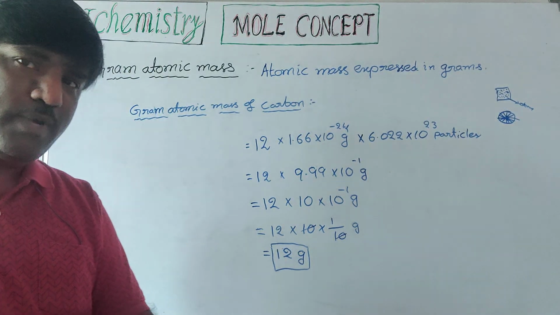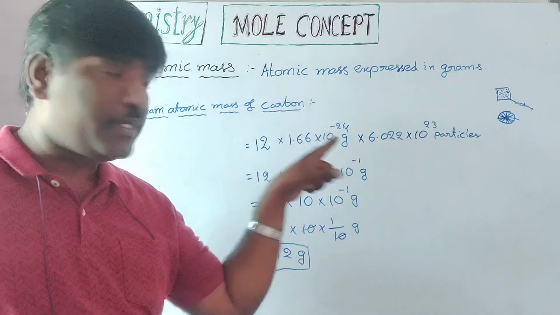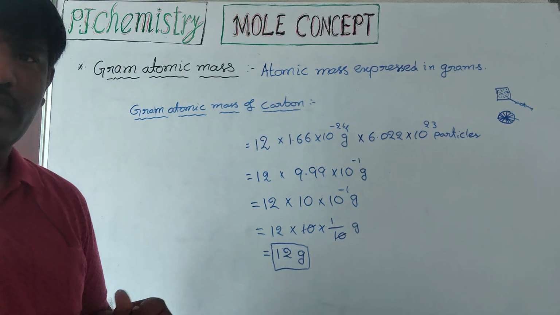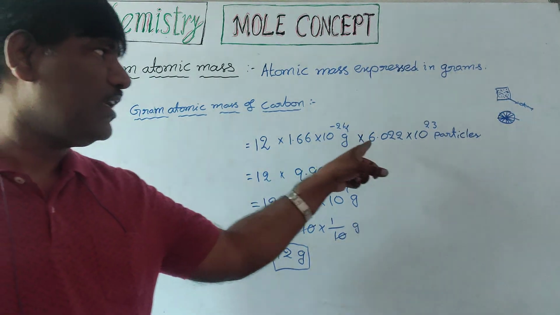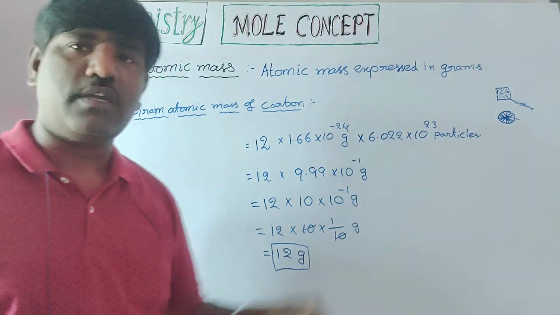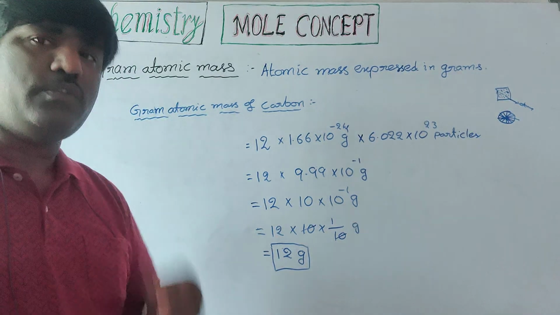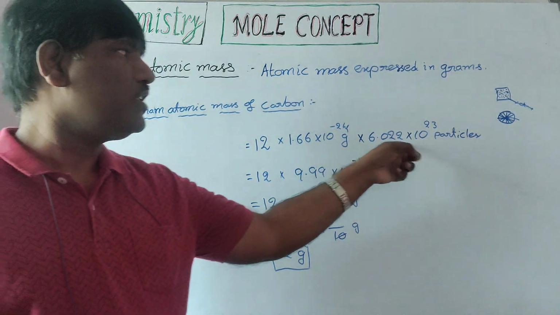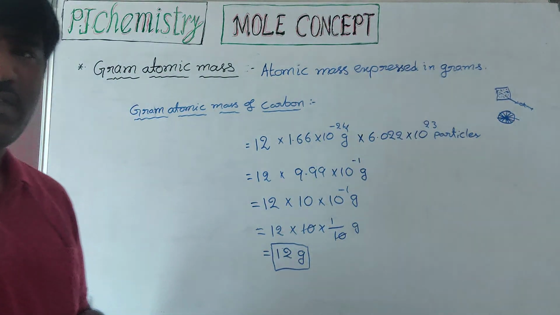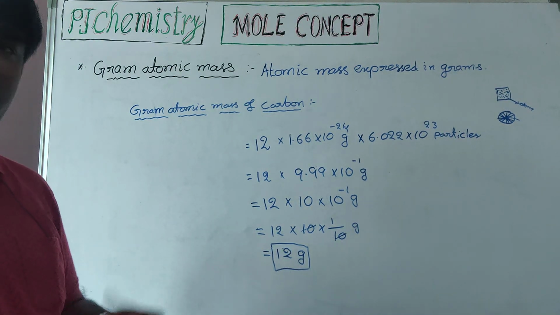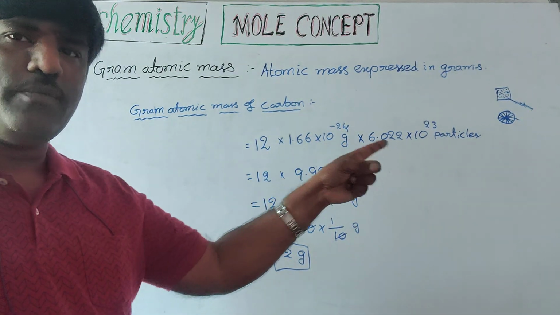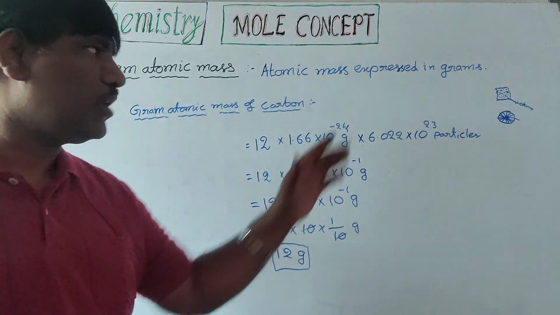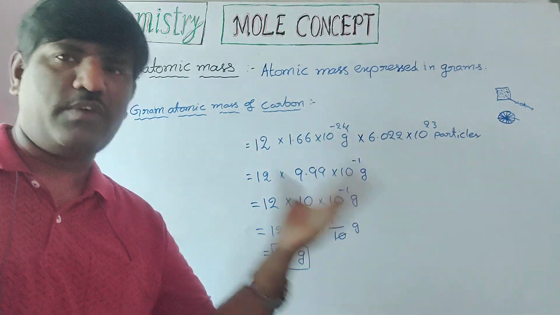But 1 gram atomic mass means how many particles are present in that? 6.02 × 10^23 particles are present. When you mention grams, it contains 6.02 × 10^23 particles, which is nothing but 1 mole. 1 mole is equal to 6.02 × 10^23 particles. If you do not mention grams, there are not that many particles. Then it is just a relative atomic mass.